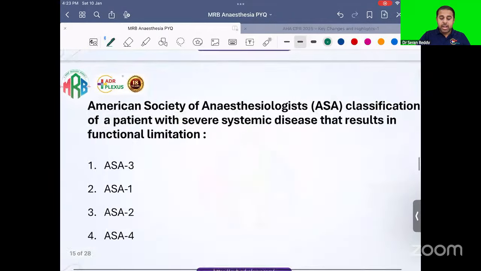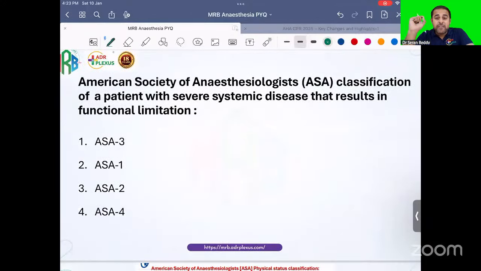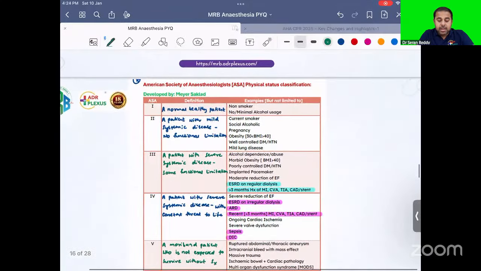Okay. The next question. American Society of Anesthesiologists classification of a patient with severe systemic disease that results in functional limitation. ASA 3, 1, 2, 4. Fantastic. The answer is ASA 3. You have to remember the definitions of ASA physical status classification formulated by Meyer Saklad, and also you should be remembering few of the examples. So here, ASA physical status classification.